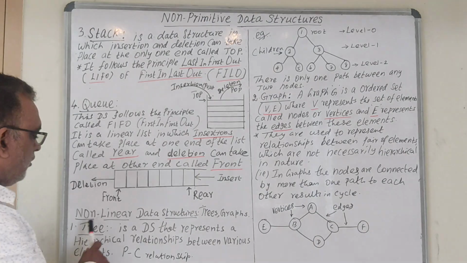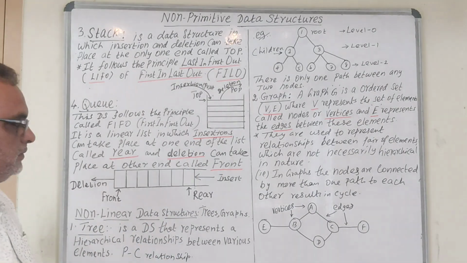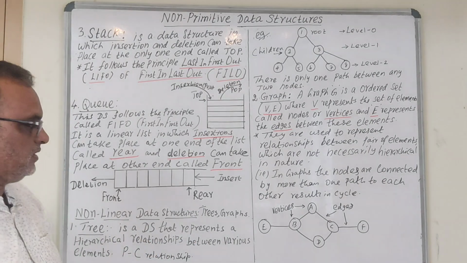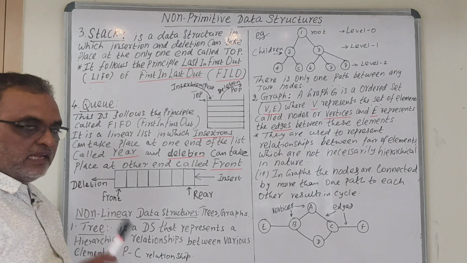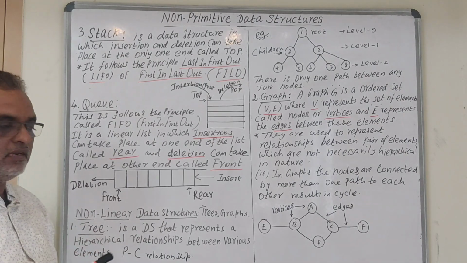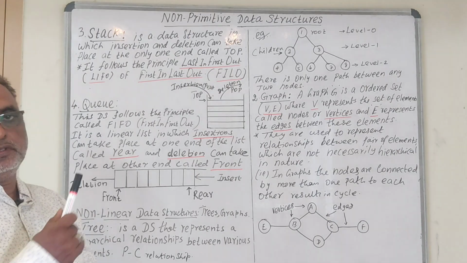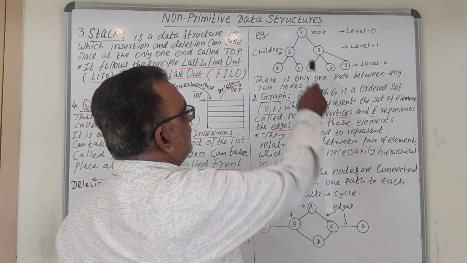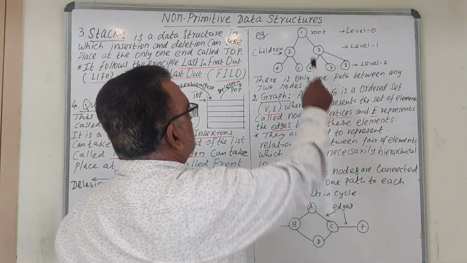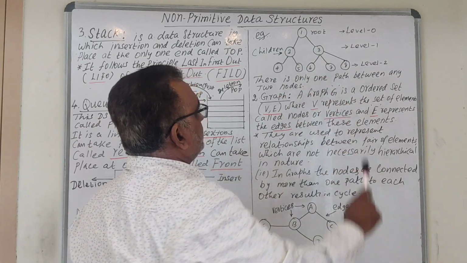I move on to the non-linear data structures. There are two types available under non-linear: one is trees and another is graphs. Let us see the tree. A tree is a data structure that represents a hierarchical relationship between the various elements. Mainly it follows the parent-child relationship. This is an example in which the different nodes are connected: node 1, 2, 3, 4, etc.